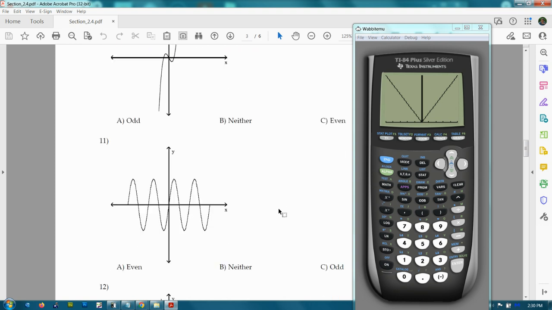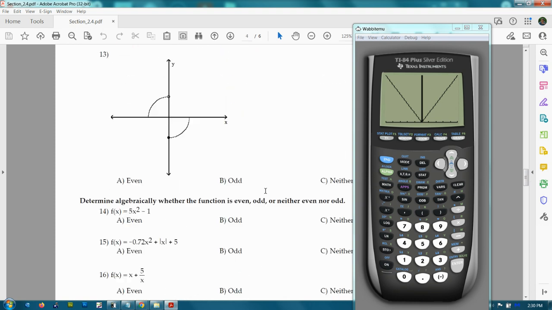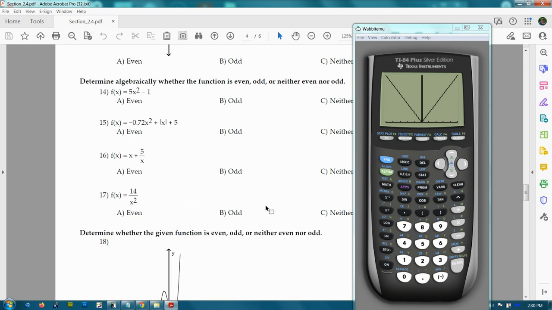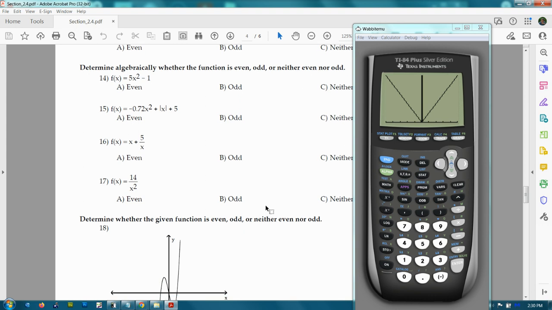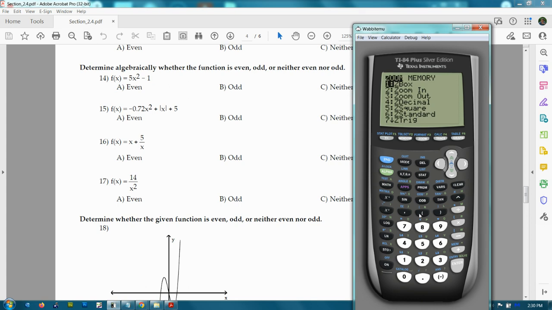All right, let me see if I can come down to the rest of these. Odd, even, or neither. We'll have an odd function if it's symmetric to the origin, and an even function if it's symmetric to the y-axis. If it's symmetric to the x-axis, it's not even a function, so there's no need of talking about odd or even. We go back to zoom standard, number 6, to get my graph looking like it's supposed to.